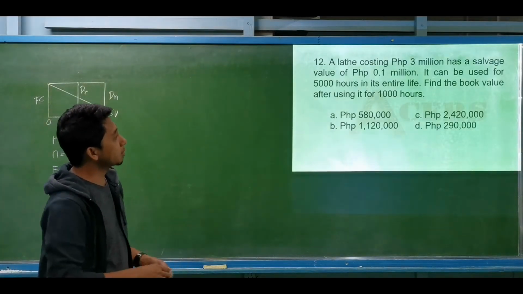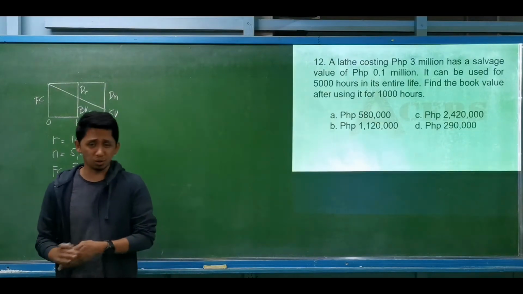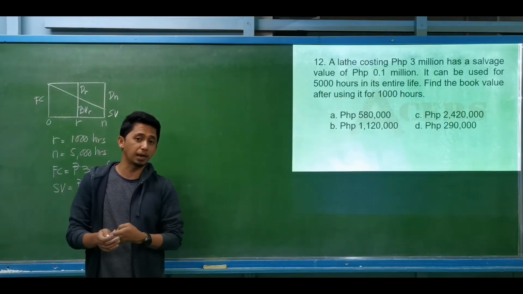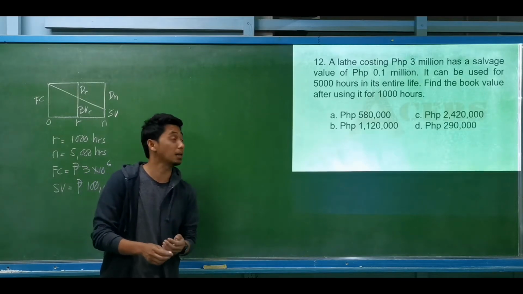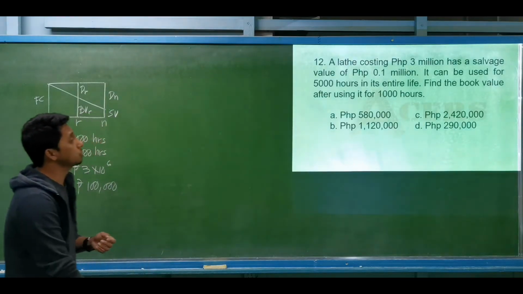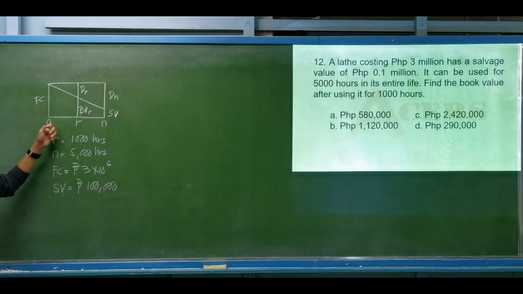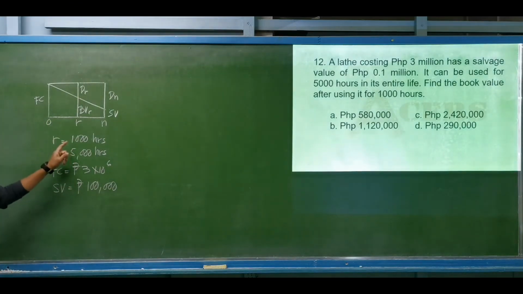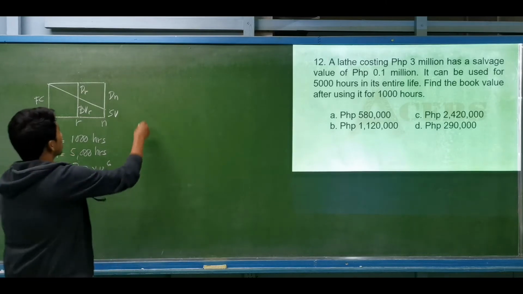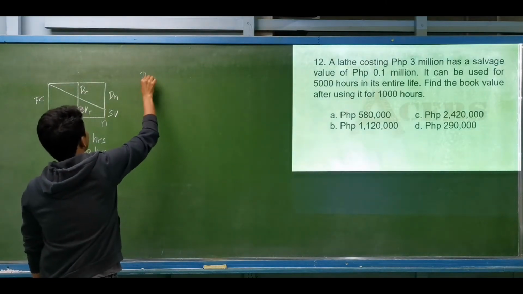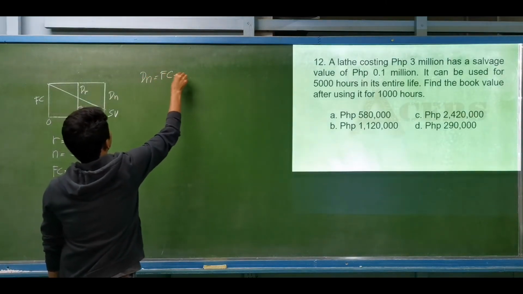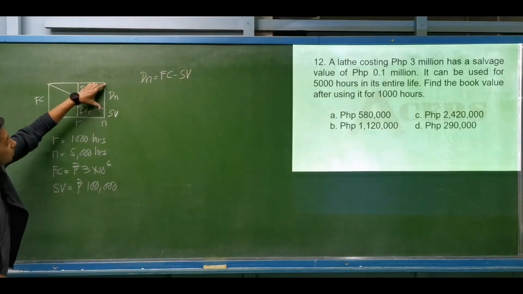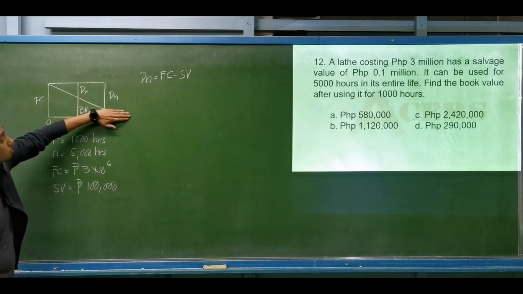So usually if the method is not given, you can use the straight line method or the other method later, that is the double declining balance, or the declining balance method. So let us just use the straight line method. We are looking for the book value at 1,000 hours. So we have the depreciation of n is equal to the first cost minus salvage value.